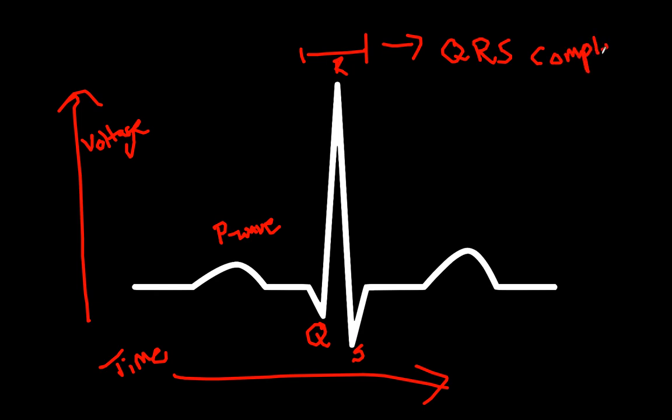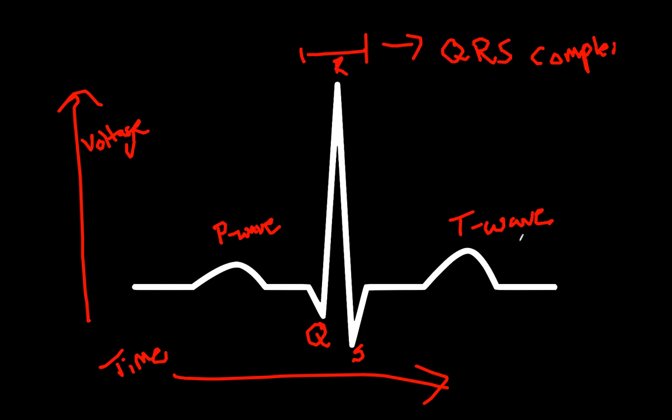And then finally, this last deflection right here is known as the T wave. So really, it's just this clump of letters from the middle of the alphabet, P, Q, R, S, T. So, that's what they're named. Let's talk about what actually they are.